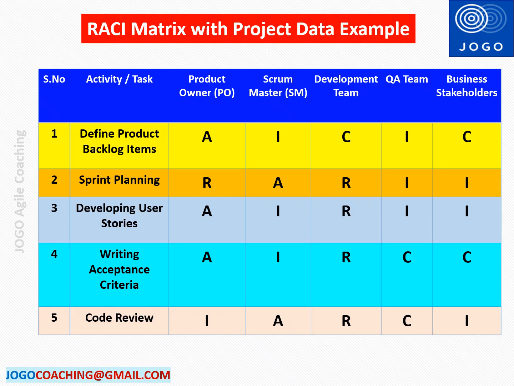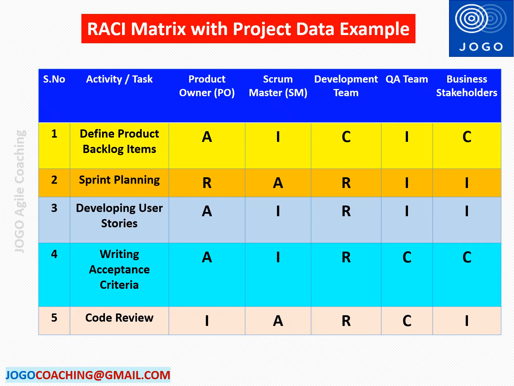The fourth task is writing acceptance criteria for the user stories. Product owner is accountable for this task because the backlog before development, everything will be with the product owner. Development team is responsible for this task. So development team has to provide all the input, ask questions, help the product owner to refine, split the user stories, add more information to the user story, etc. So the responsibility will be with the development team, but the overall accountability will be with the product owner. Both the product owner and dev team will write the acceptance criteria for each user story.